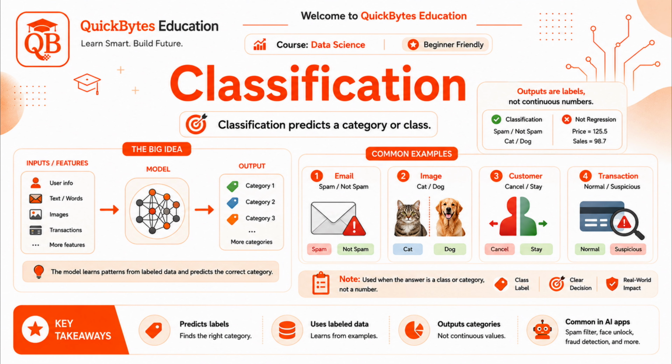Classification is used when you want the model to choose from labels like yes or no, approved or denied, positive or negative, or one class out of many classes.